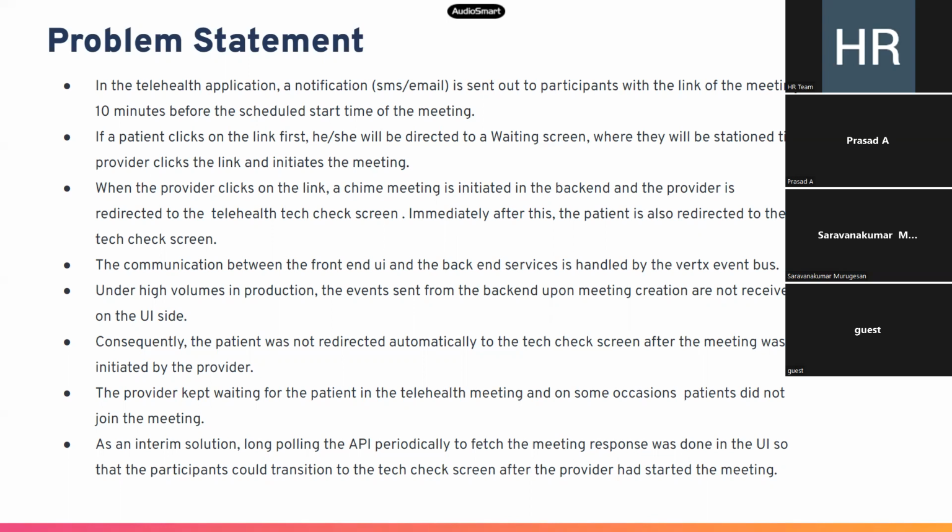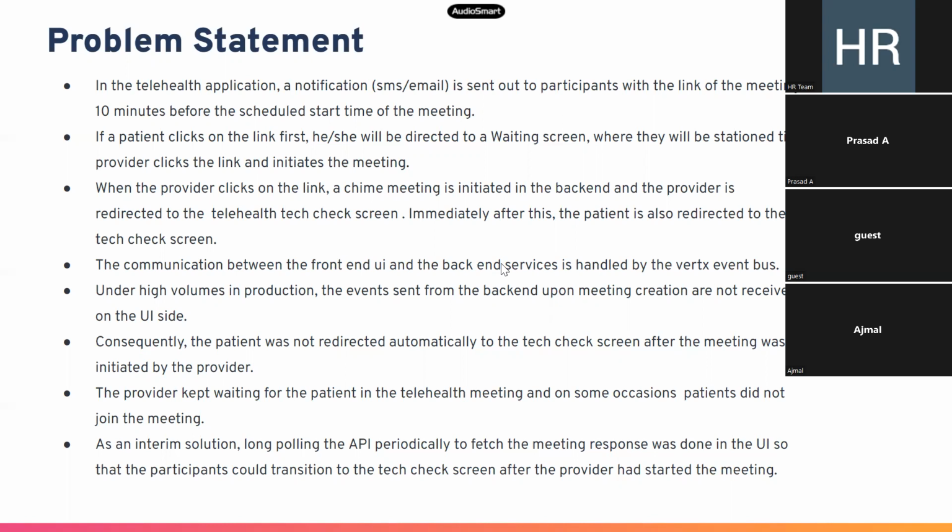If the links are sent out to the doctor as well as the patient, when the doctor clicks on the link, we create a Chime meeting in the backend, and the patient who is waiting is automatically transitioned to the tech check screen. In the tech check screen, both the doctor and the patient can choose their devices, test their audio and video devices, check if the internet is stable, and get into the meeting right away.